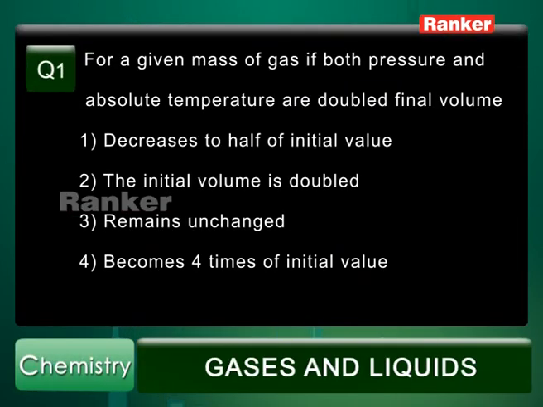The question is, for a given mass of a gas, if both pressure and absolute temperature are doubled, final volume will be. You are doubling pressure and you are doubling absolute temperature. Let's see the options. First option, decreases to half of initial value. 2, the initial volume is doubled. 3, remains unchanged. And 4, becomes 4 times of initial value.